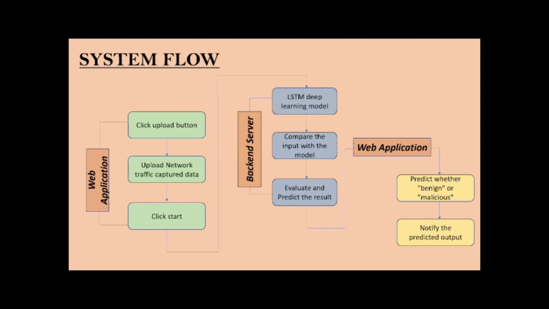The flow starts from the front end. That means we can click on the upload button and upload the network traffic capture data, and next we need to click the start button. In the backend server, it calls the LSTM deep learning model, compares the input with the model, and evaluates and predicts the result. So we can see the result in the web application. It predicts whether it is benign or malicious and notifies the predicted output.